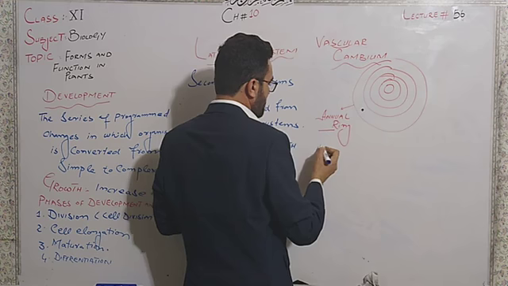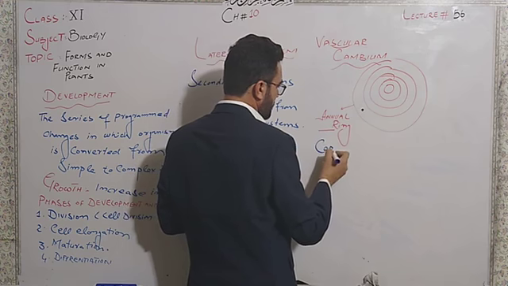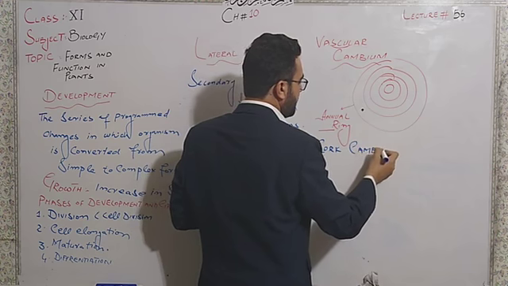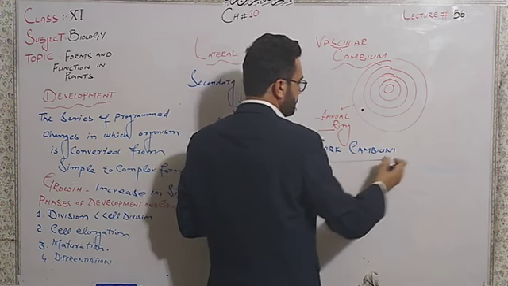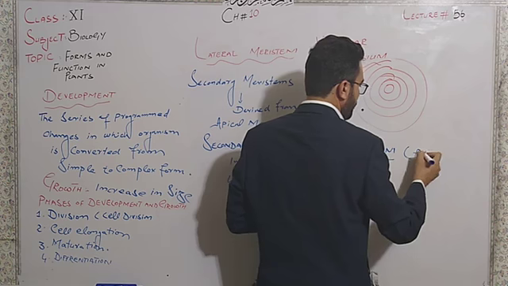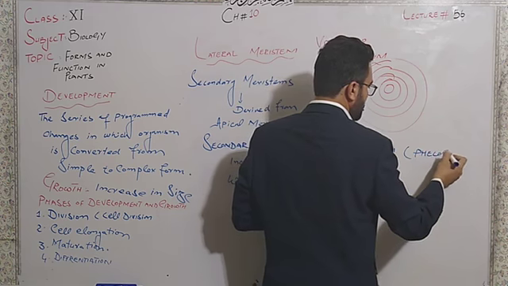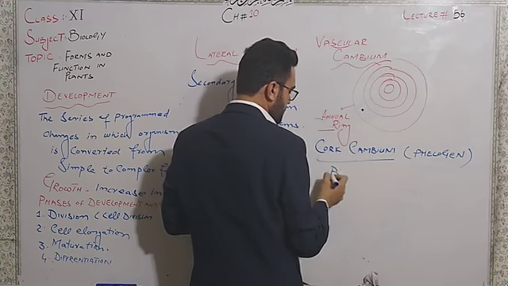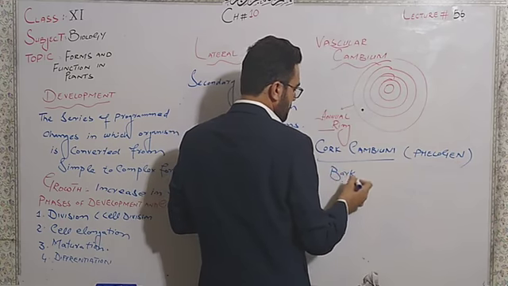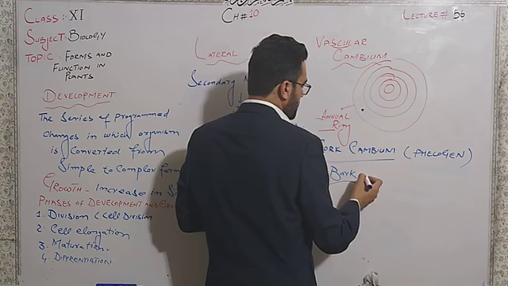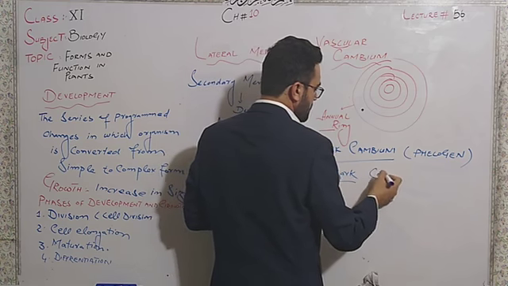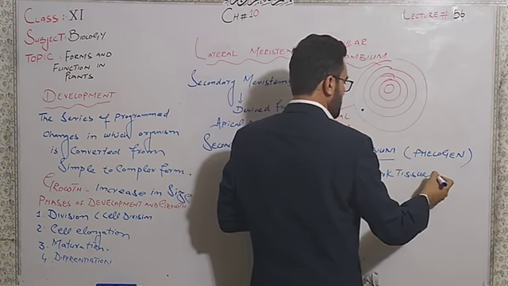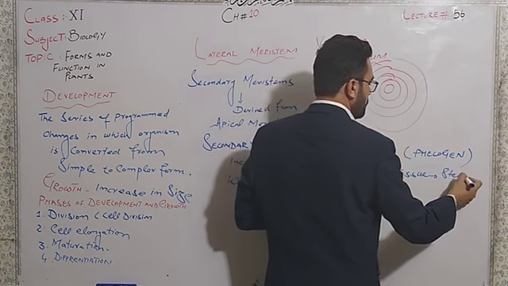The second one is cork cambium, which is also called phellogen. They are responsible for the formation of bark, the cork tissues, in stem and root.